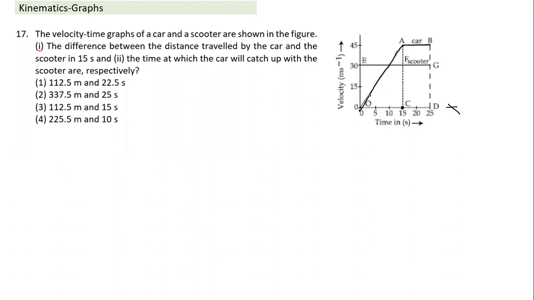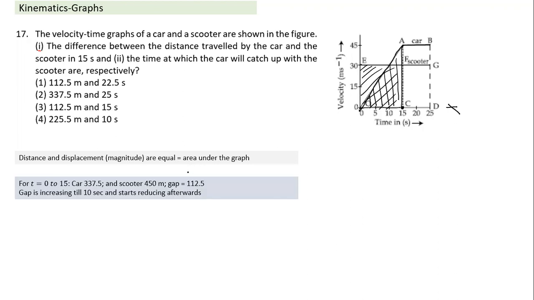So when I calculate the area under the curve, what would this area indicate here? The area of this triangle will indicate the displacement of the car, and displacement and distance traveled are both the same. So the area of the triangle is the distance traveled by the car, and the area of this rectangle is the distance traveled by the scooter. So distance and displacement are equal, and is the area under the graph.